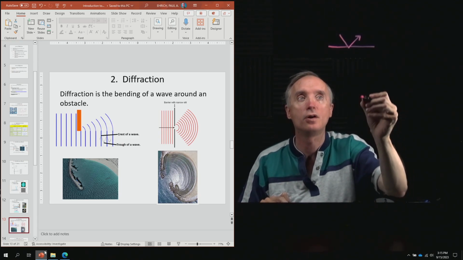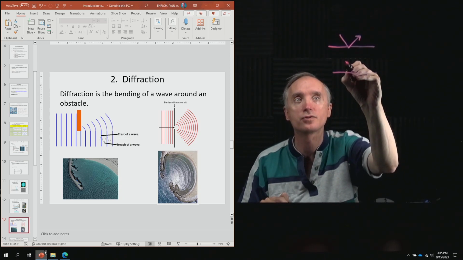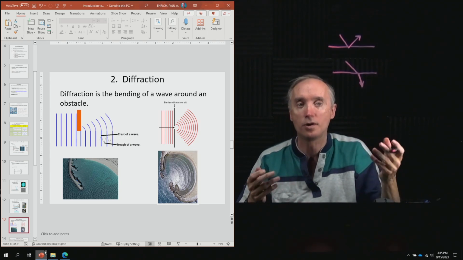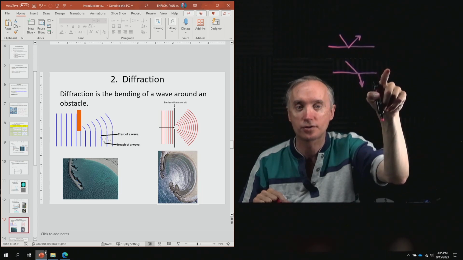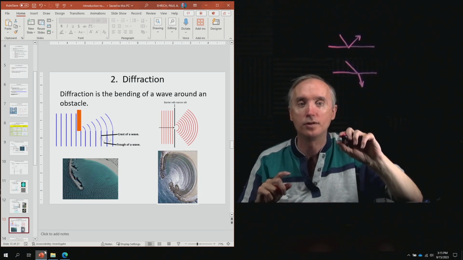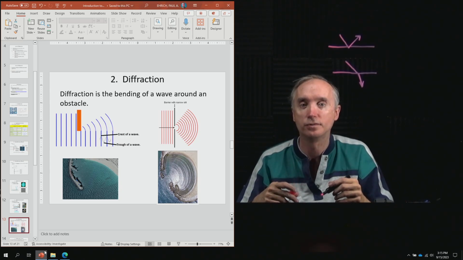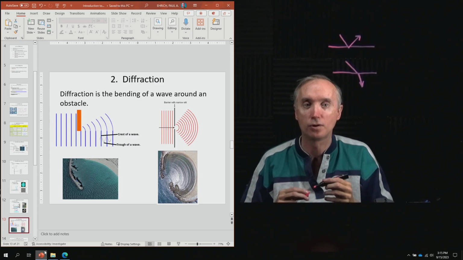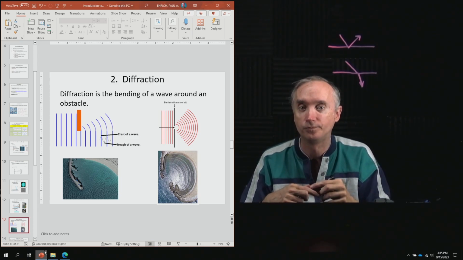Okay, what was it called when a wave would change its direction when it went through a material like water or glass? That was called refraction. And now we want to talk about something that changes its direction when it goes around something. So when it goes around an obstacle, that's going to be called diffraction.